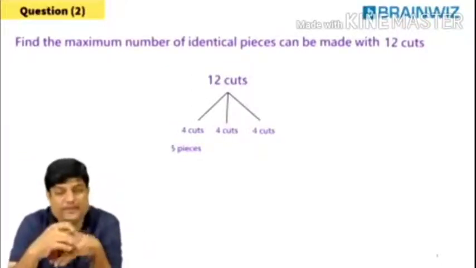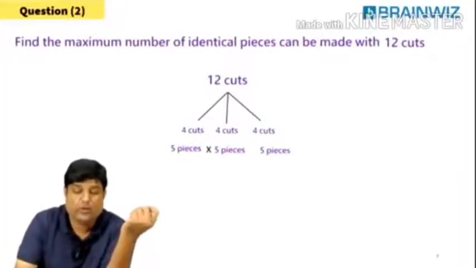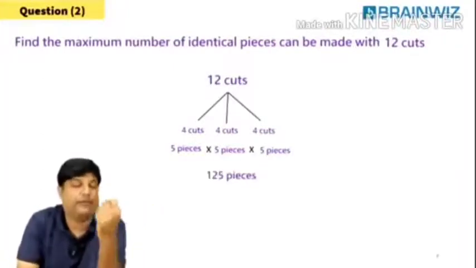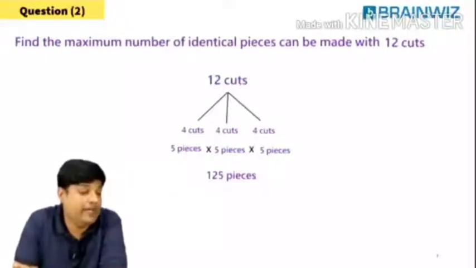For 4 cuts, you have got 5 pieces here. Again, you have got 5, 5. Below, what is 5 into 5 into 5, students? We call it as what? 125 pieces. How many pieces are there? 125. Following everybody, not 64. It is 125 pieces.